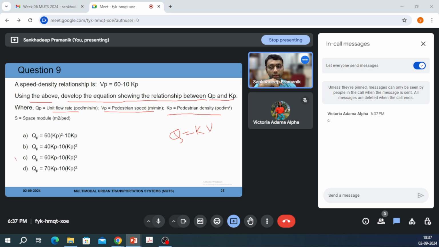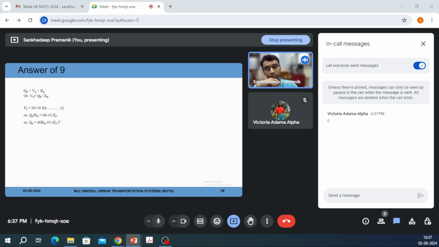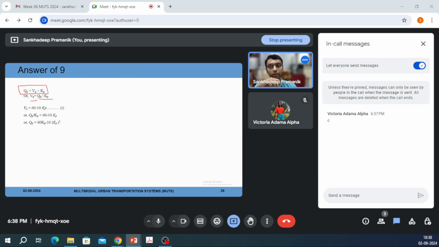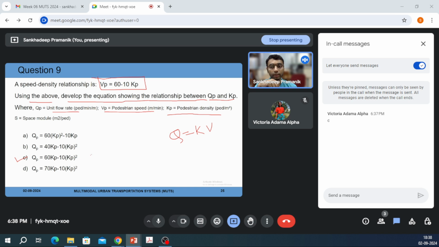Yes, C will be the correct answer. The relationship is qp equal to kp into vp. So from there you can get vp equal to qp by kp. Now you have the relationship vp equal to 60 minus 10 kp. So you need to put the value of vp as qp by kp, equal to 60 minus 10 kp. Now you will get qp equal to 60 kp minus 10 kp square. So option C will be the correct answer.